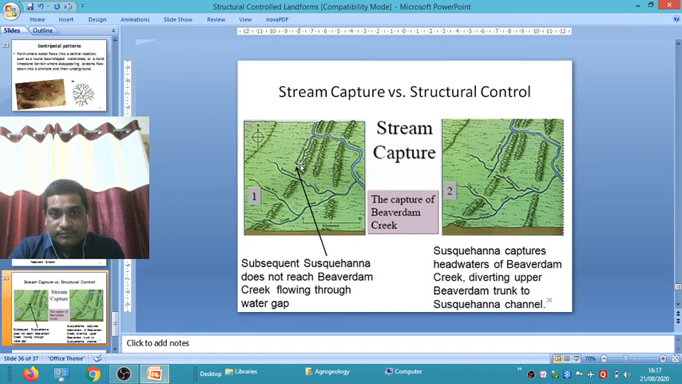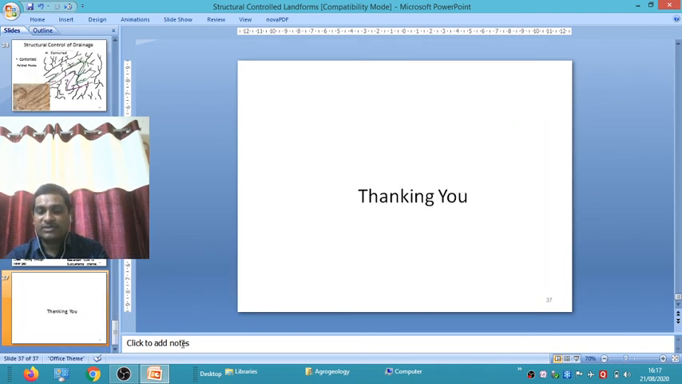Here is river capturing. Actually this drainage naturally goes here, but it moves directly towards this direction. A small river captured by a major river is called river capture or stream capture.